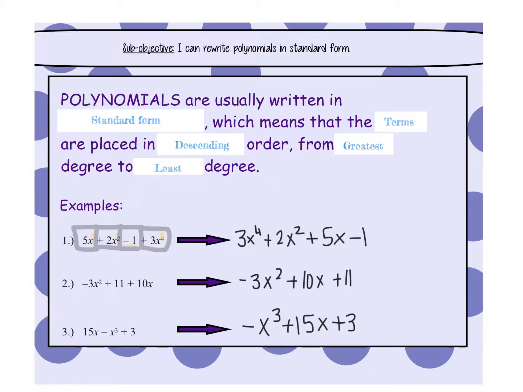All right, so hopefully you were able to see that the negative 3x squared is the largest degree, so it's going to come first. And then the positive 10x will come next, and then the plus 11 is on the end. And then down here, we always keep the sign that's in front of the term. So minus x to the 3rd is the same as negative x to the 3rd. Positive 15x is the same as plus 15x, and then my plus 3 on the end.